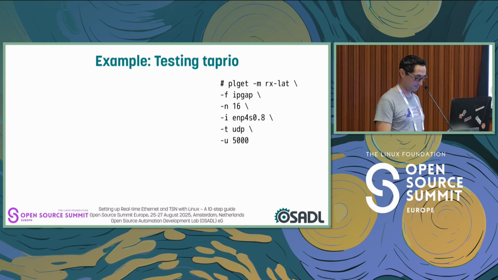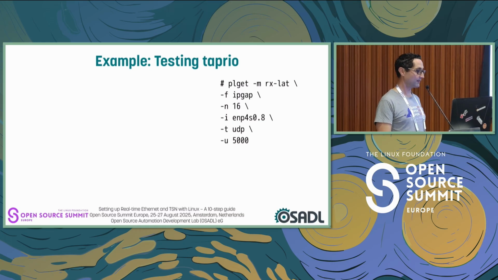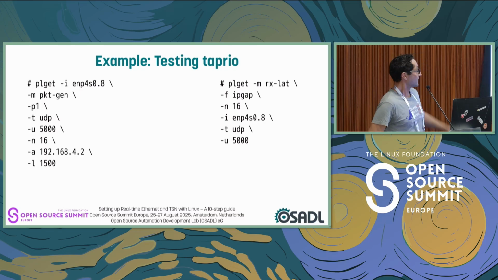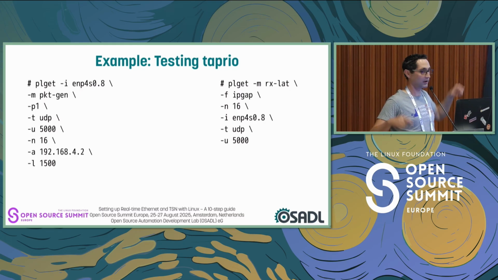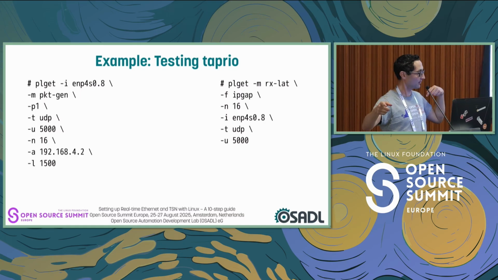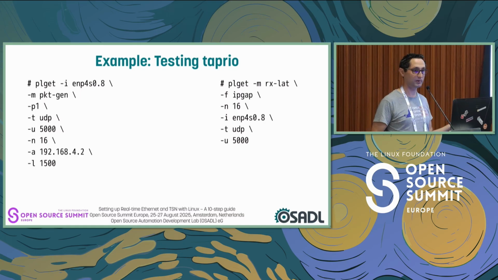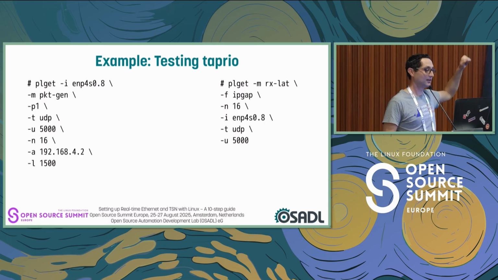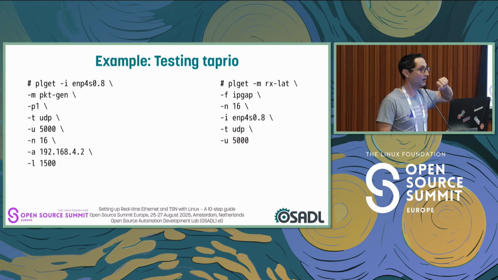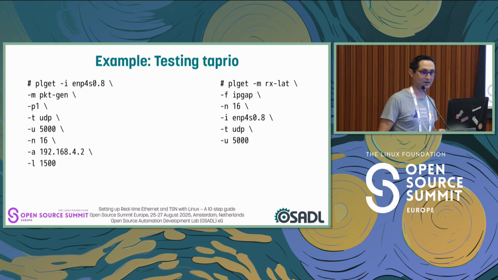Because on the sender side, what we could do is start a packet generator and put a socket priority, so we can define under which schedule things should be sent, right? We also say it's UDP, it's going to be on port 5000. We're going to send 16 packets, and the L option is pretty much the packet size. Given a bandwidth of 1 gigabit, I think this should be something like 12 microseconds, if you just send as fast as possible, right?